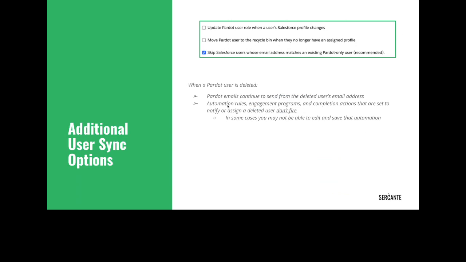If you are using automation rules, engagement programs, completion actions, or really any other automation tools within Pardot, if that assigned profile no longer exists, we know that that Pardot user is going to end up in the recycling bin. So in some cases, you may not be able to save or edit that automation, or once you edit or resave that automation, it's going to error out. My specific use case, I was working on an engagement studio program for a client, and it was branches and branches and branches long. And I was unable to save this because one of the users was deleted. Pardot emails continue to send from deleted user email addresses. So while automations can be affected, your Pardot emails will continue to send from that deleted user's email address.